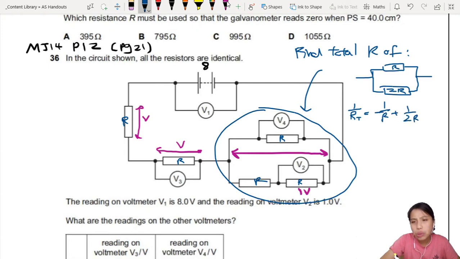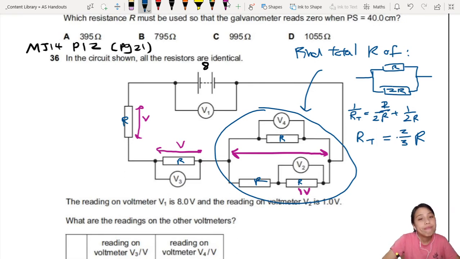You have to do maths. 2 times 2. Okay. Times up and bottom. This is fractions. You forgot how to do already. It means we do calculator too long already. Okay, so solve this around. We should get RT equals to, by everything in, 3 over 2R. So 2 over 3R. That is the total resistance of this circled section.